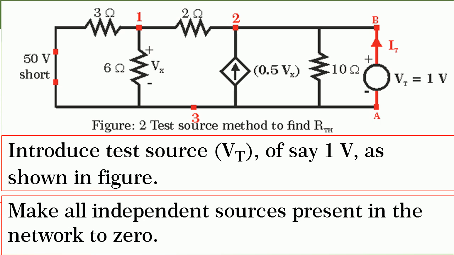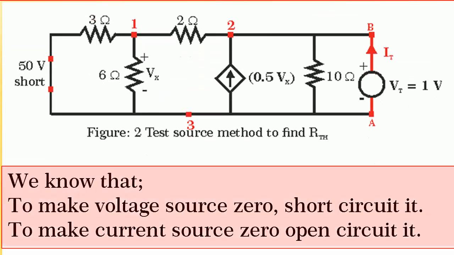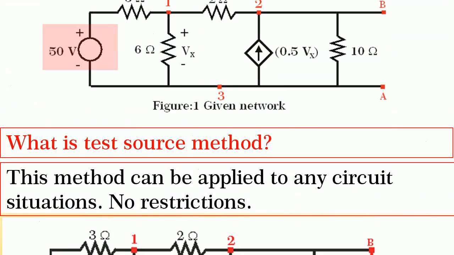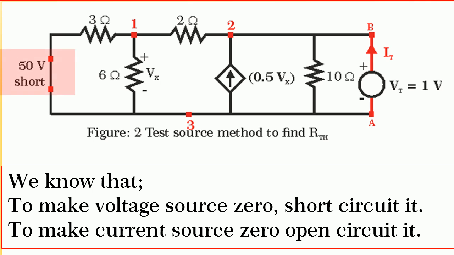In this method, we have to connect what is called a test source as shown in figure. Let it be Vt equal to 1 volt. But all independent sources present in the network are to be made 0. And we know that to make a voltage source 0, we have to short circuit it. To make a current source 0, we have to open circuit it. Hence, the 50 volt independent voltage source is shorted as shown.